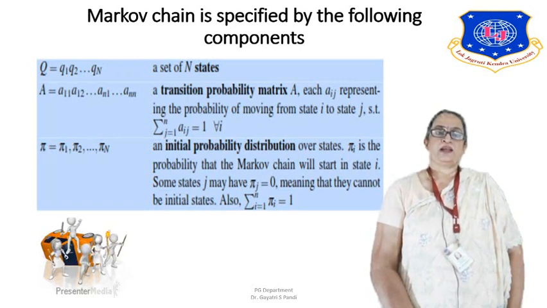And then you have an initial probability distribution that is defined by pi equal to pi1, pi2, and so on up to pin, and these are defined over the states. Pi i is the probability that the Markov chain will start in state i, and some states j may have a probability of pi j equal to 0, meaning that they cannot be the initial state. Also, the summation of i equal to 1 to n, pi i equal to 1. So these are basically the components of a Markov chain.